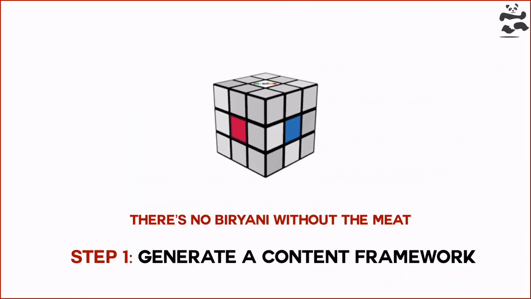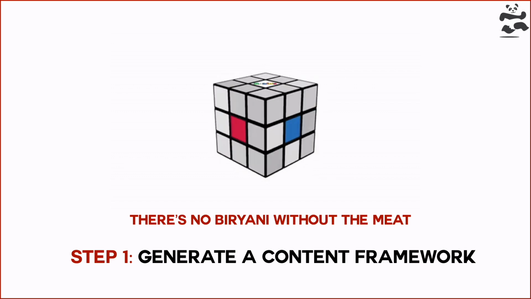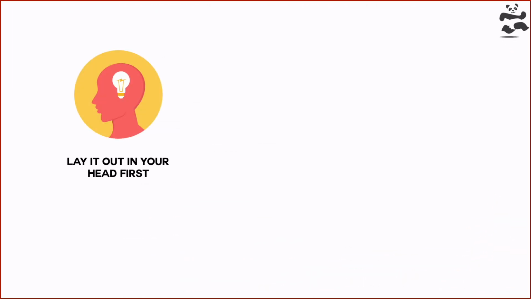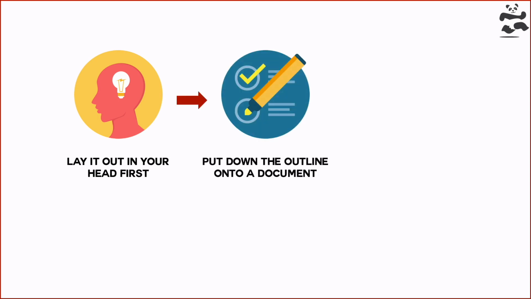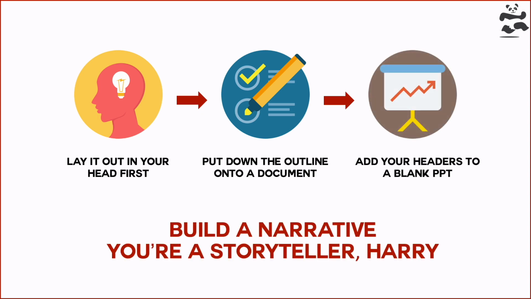Step 1 is the fact that there is no biryani without the meat, and you need to generate a content framework. Lay it out in your head first. Have a mental map of what you want to say. Put down the outline onto a document, maybe blank canvas or a blank space, and add your headers to a blank PPT. This helps you build a narrative. After all, you have to tell a story.